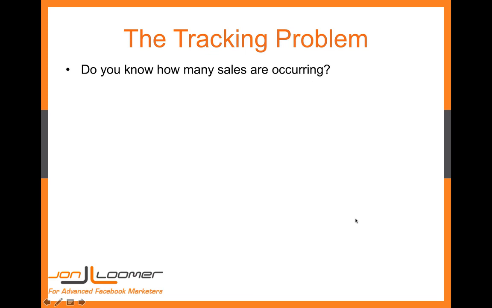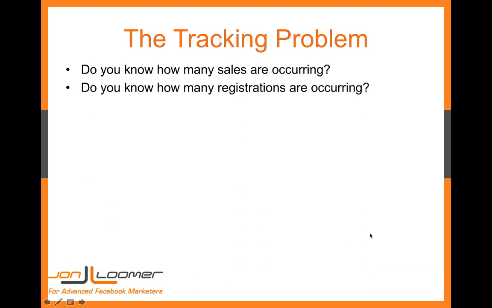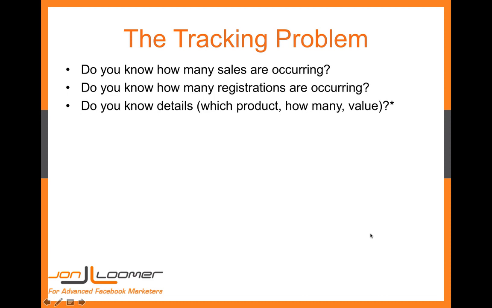All right, so first of all, the tracking problem. Do you know how many sales are occurring on your website right now as a result of ads? I know a lot of people like to guess, or say there's a trend because they've been running these ads, or they use Google Analytics, and it's not enough. That's why you're here, I think, to figure out how to do this. And do you know how many registrations are occurring? Do you know the details, like which product, how many, and the value that are coming as a result of those conversions? All these things we can start sorting out thanks to the pixel and custom conversions and events.